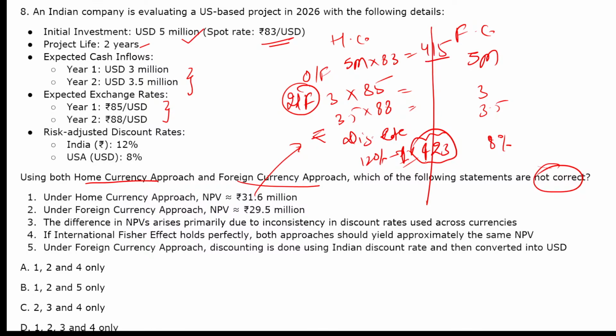So inflow minus outflow will not be 31. See, 423 minus 415, will it be 31? Wrong. This is wrong.